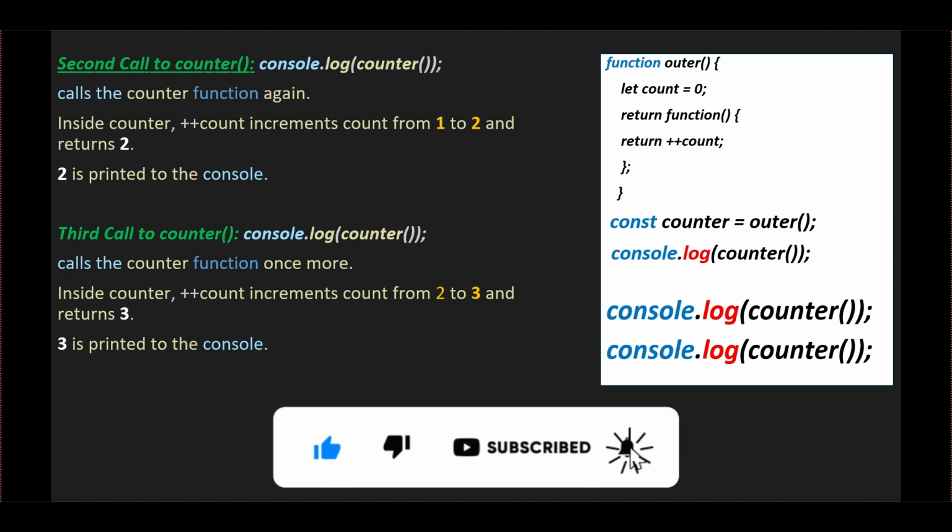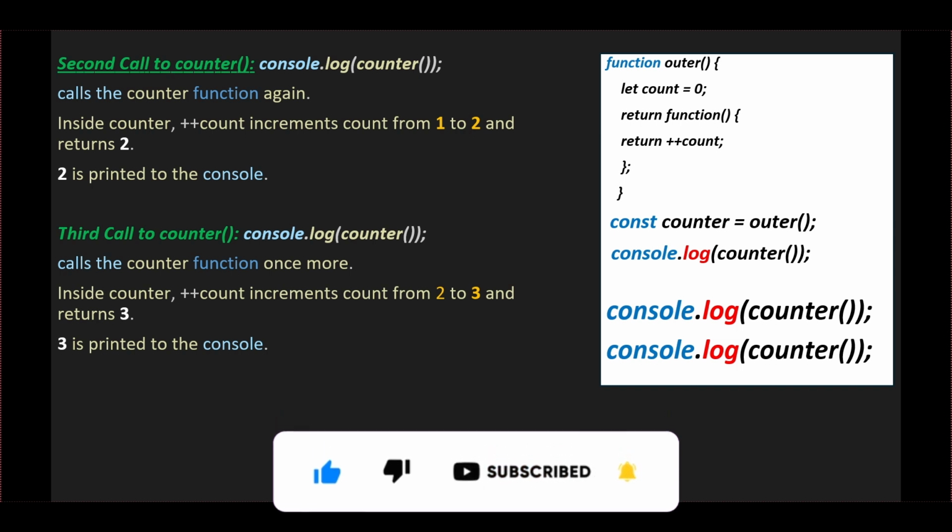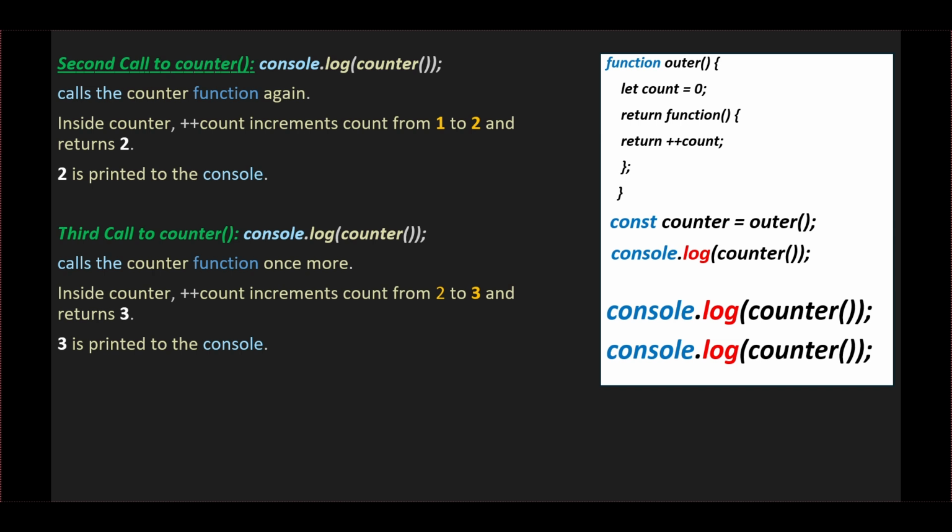Okay. To summarize, each time we call the counter function, it increments the count variable by 1 and returns the new value. Thanks to closure, the counter function retains access to the count variable even after the outer function has finished executing. So the output of this code is 1, 2, 3.